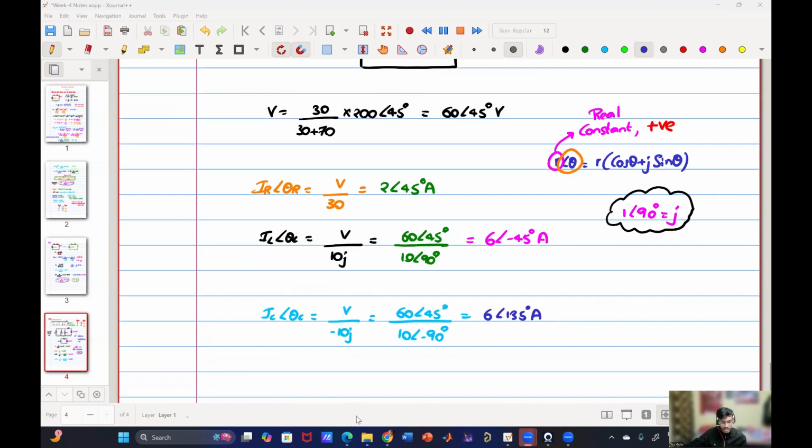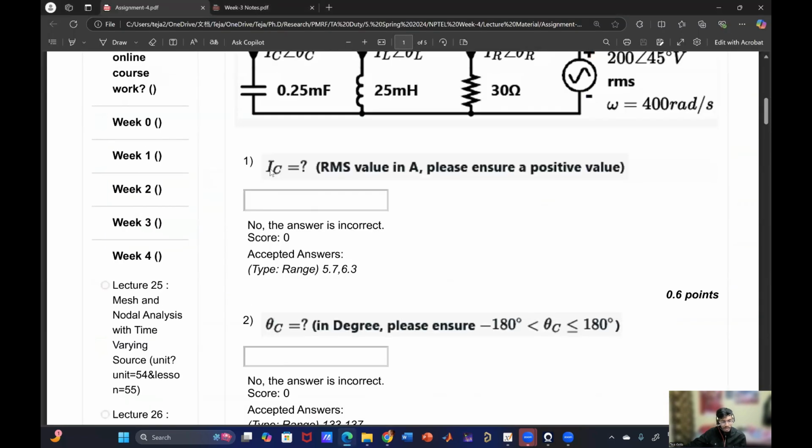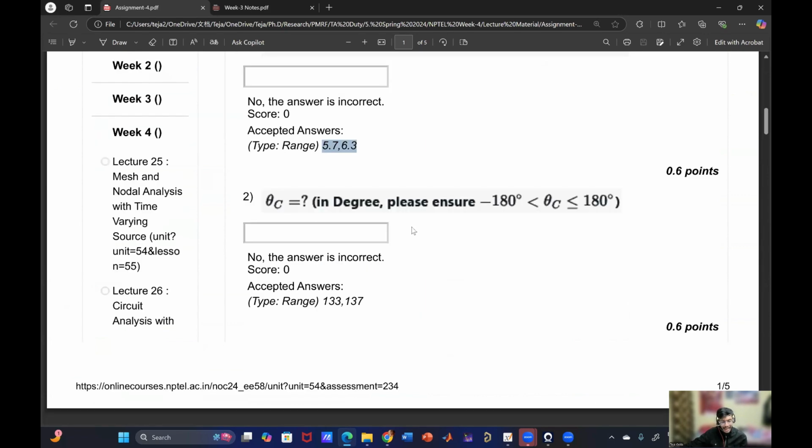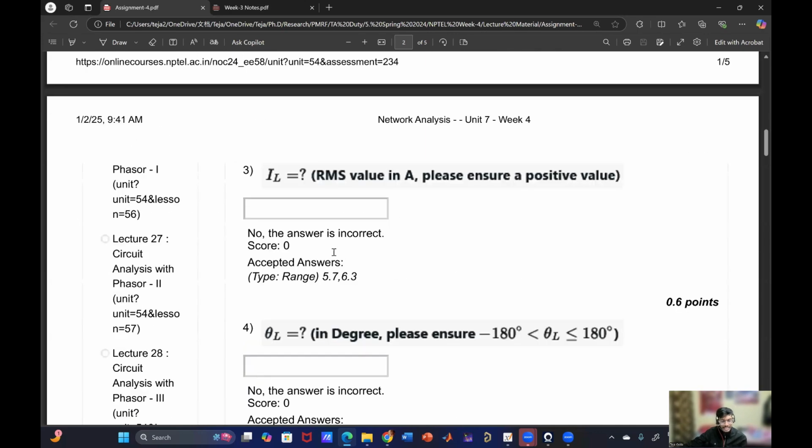So now let us go and check whether what we got is correct or wrong. IC is what? Anyone? How much is IC? 5 angle or 6 angle 135 degrees, right? It is in between, and they have strictly mentioned it should be between minus 180 and 180. So it is 135, within that range. So fine. IL is 6 angle.